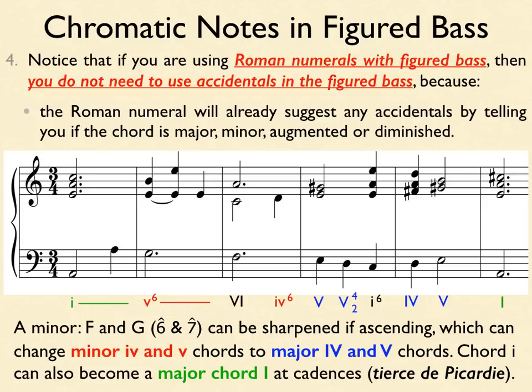The E, G sharp, B is a major chord, so you make that a capital Roman numeral. And the A, C sharp, E is a major chord, so you make it a capital Roman numeral. So notice the difference then in the Roman numerals between the very first chord and the very last chord. One's a lowercase Roman numeral and the other one's a capital Roman numeral. So that's why you don't need to use accidentals in your figured bass when you're using them with Roman numerals.